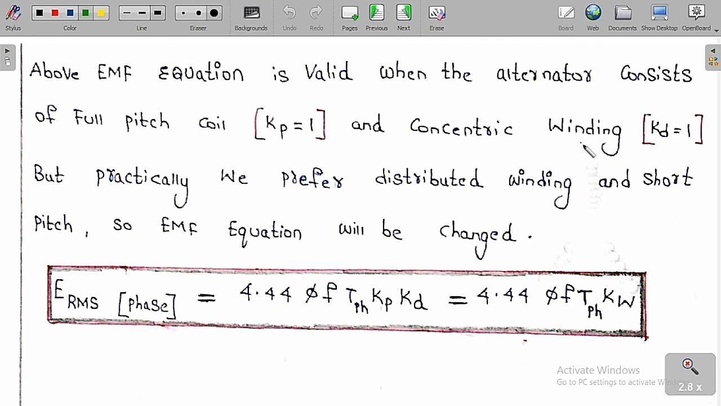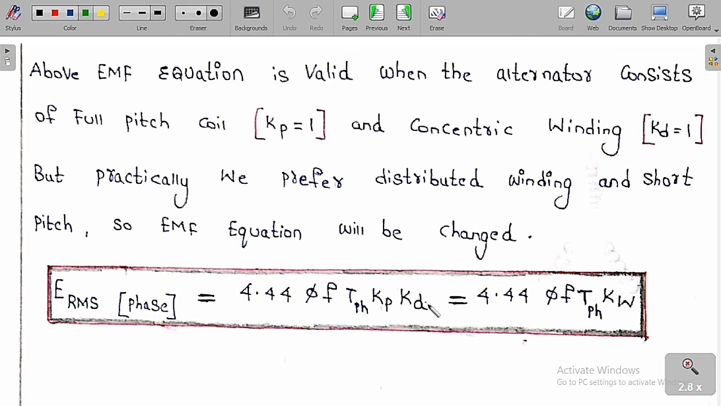So we have to make a modification to the above EMF equation to get the new equation. You have to multiply by a constant called Kw, the winding factor, which is the product of the pitch factor Kp and the distribution factor Kd. This gives the RMS value of the EMF induced in one phase for a short pitch, distributed winding. Kp comes only for the short pitch winding, and Kd comes whenever you go for a distributed winding.